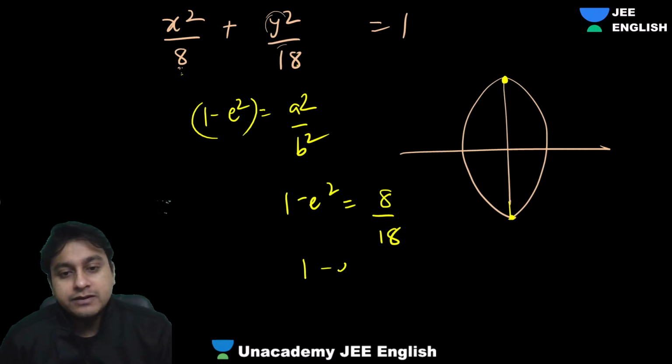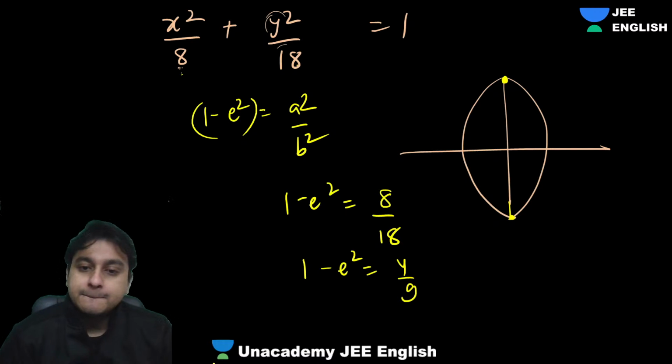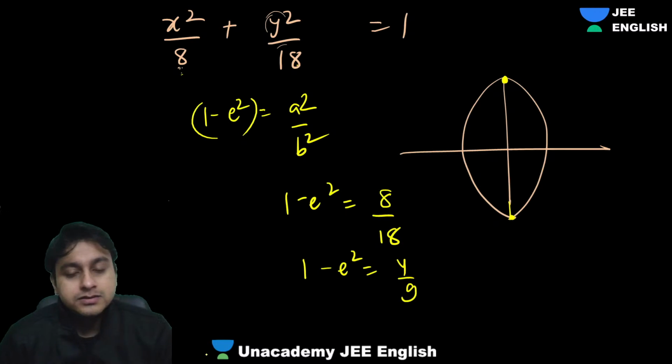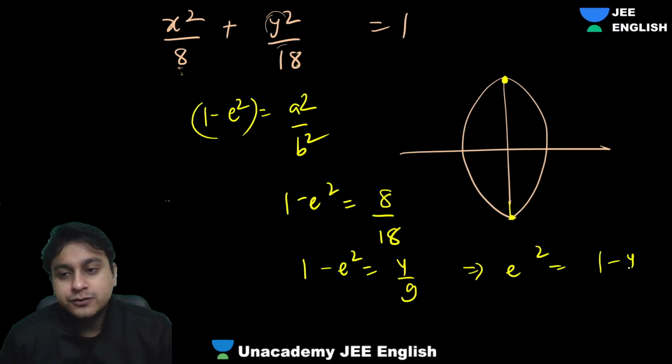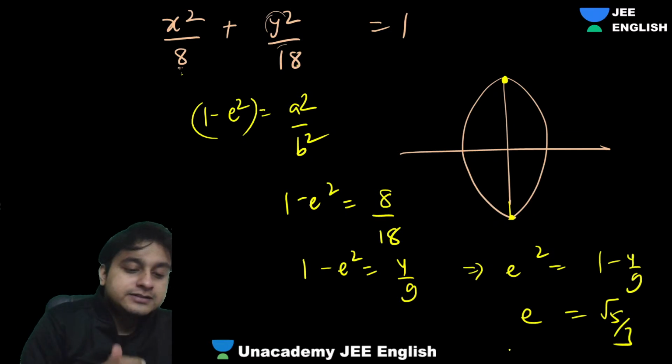We'll get 1 minus e square equals 8 by 18. So guys, what are we getting? 1 minus e square equals 4 by 9. Right. So we are getting e square equals 1 minus 4 by 9, which is 5 by 9, which implies e equals root 5 by 3. That's our answer for e.